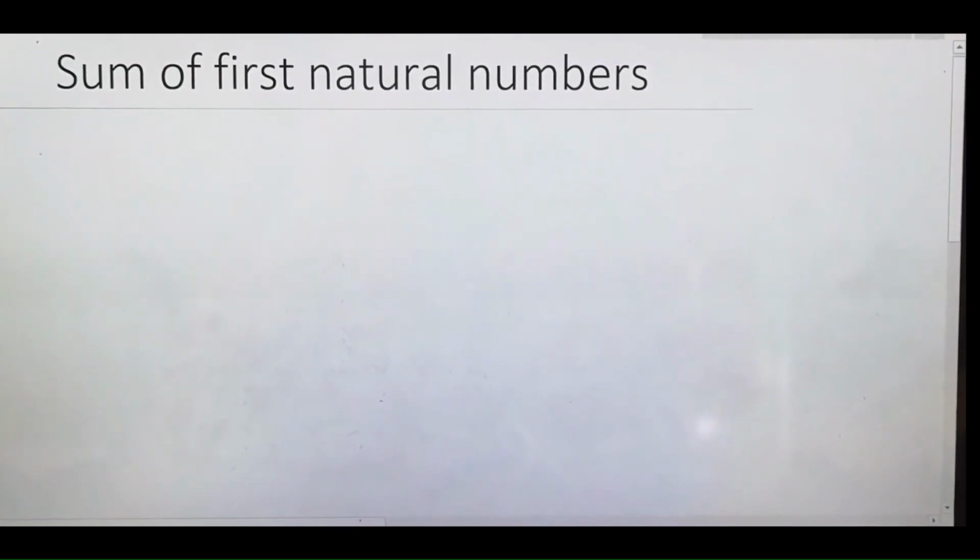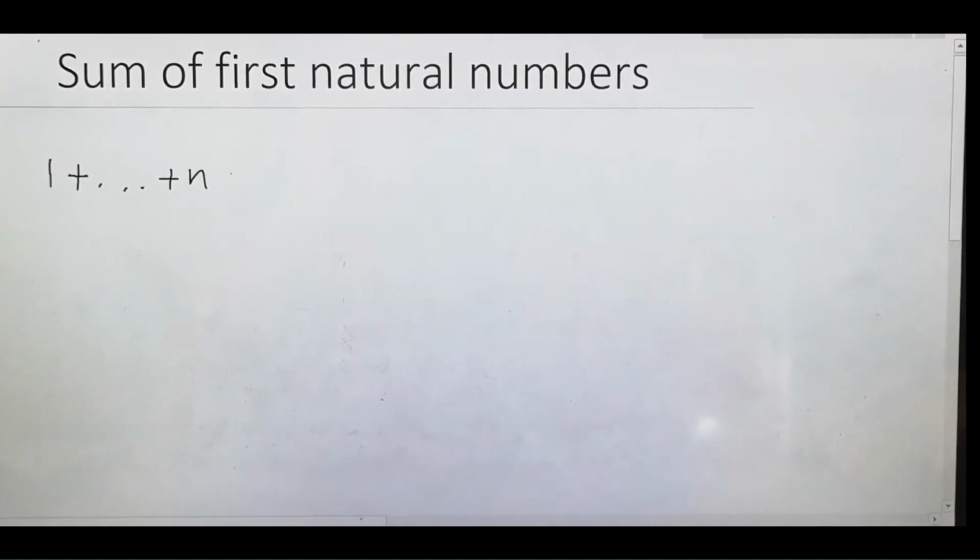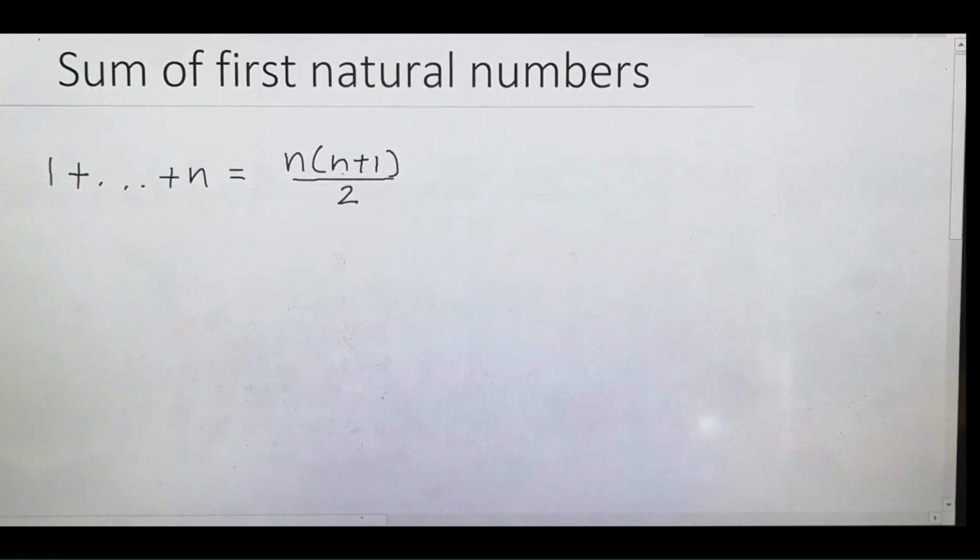You might have seen in some places that the sum of the first natural numbers, and here we're going to say that the natural numbers start at 1. So the sum of the first natural numbers, 1 plus ... plus n, is equal to n times (n plus 1) over 2. Now how did people get this formula?